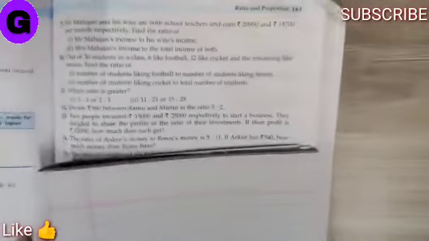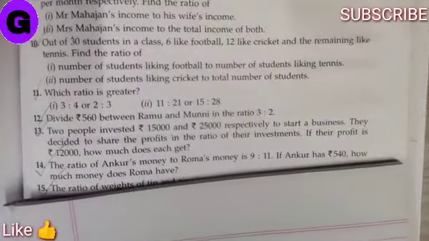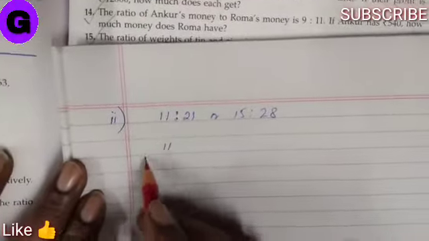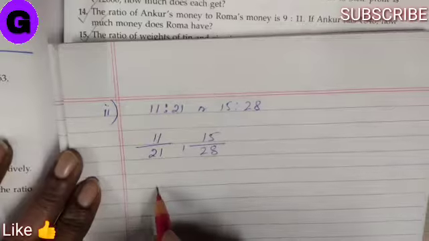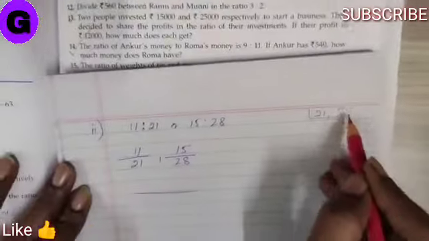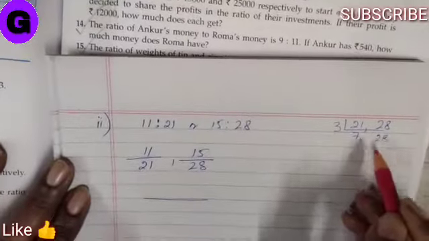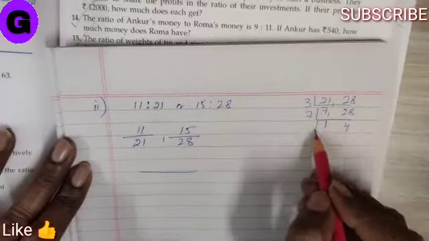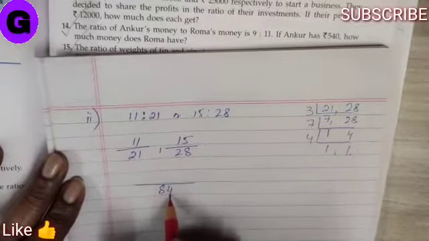Now we will come to subpart 2. Again, which is greater, 11 is to 21 or 15 is to 28. We have to change this into fraction form. Take out its LCM. The LCM will be of 21 and 28. 3 7s are 21, 7 4s are 28. So the LCM comes down to 84.